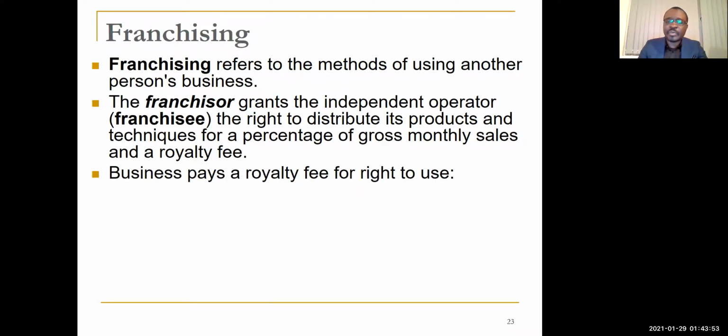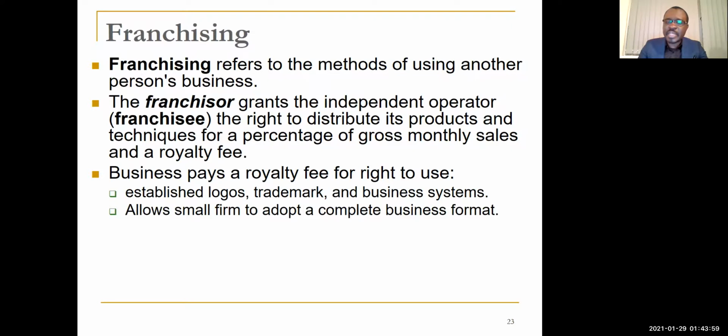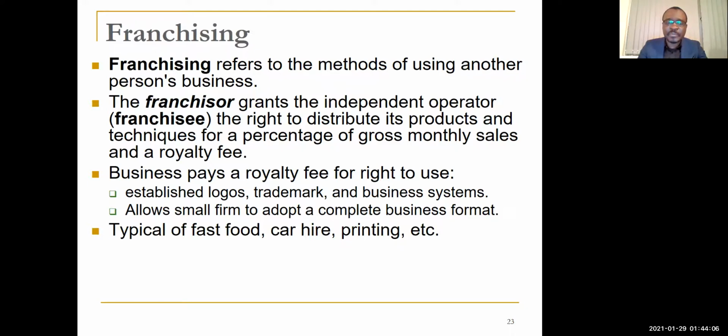KFC is a clear example. At the end of the day, you pay them something. Use their names, use their trademarks, use their business systems. If you need any help, contact the head office, and the head office will provide you with advice on how to run your businesses, okay? So like I said, typical of fast foods, car hiring, printing, but they are all self-employed franchisees.